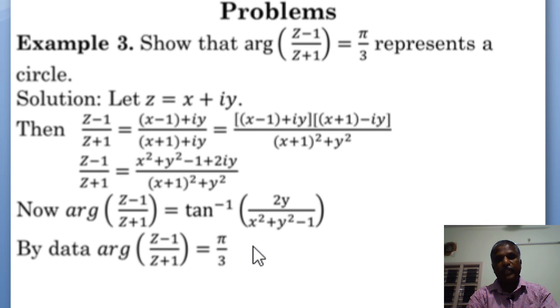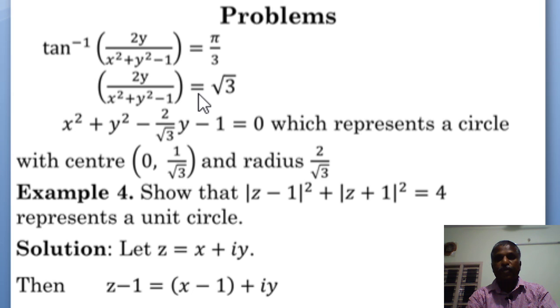Therefore 2y by (x square plus y square minus 1) is equal to tan of pi by 3, tan 60 degree. So tan 60 degree is square root of 3. On cross multiplication, we get x square plus y square minus (2 by root 3) y minus 1 is equal to 0, which represents a circle with center (0, 1 by root 3). Here there is no x term, so the coefficient g is equal to 0, so minus g is equal to 0. Here 2f is minus 2 by root 3, so f is equal to minus 1 by root 3, and minus f is 1 by root 3. So this is the center, and radius r is equal to square root of g square plus f square minus c. That gives 2 by root 3.